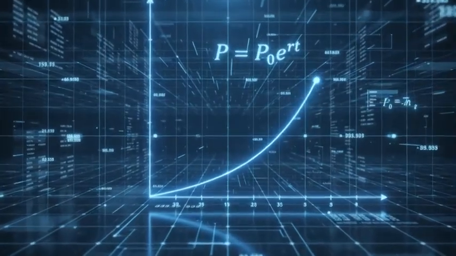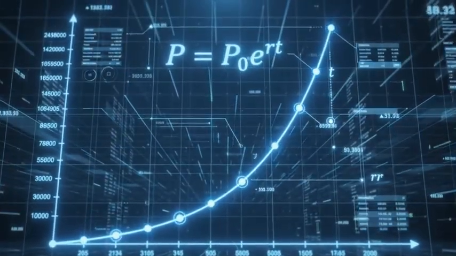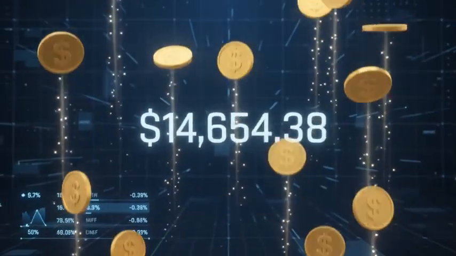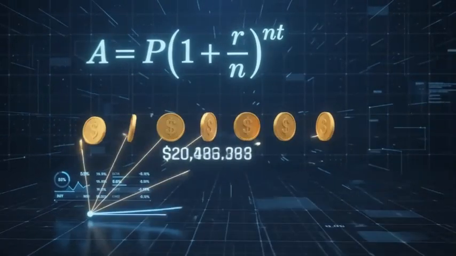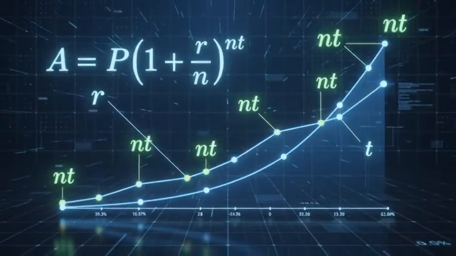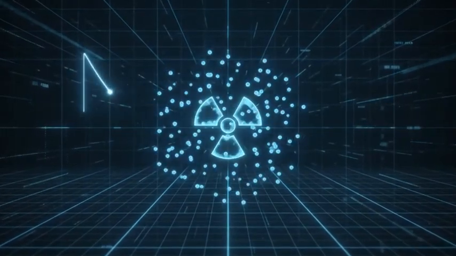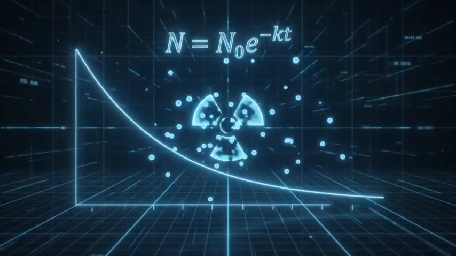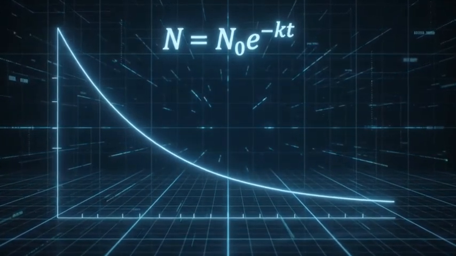Exponentials are useful for modeling continuous growth. The model is P equals P0 e to the power rt, where r represents the growth rate and t represents time. Exponentials also model compound interest. The formula A equals P times 1 plus r over n raised to nt describes how an investment grows when interest is compounded. Exponential functions can also describe radioactive decay. The model N equals N0 e to the negative kt shows how the quantity decreases over time.